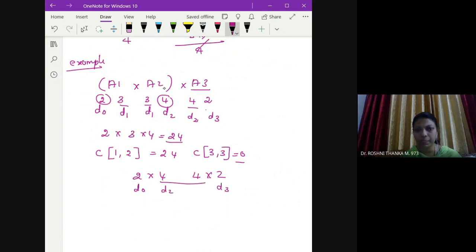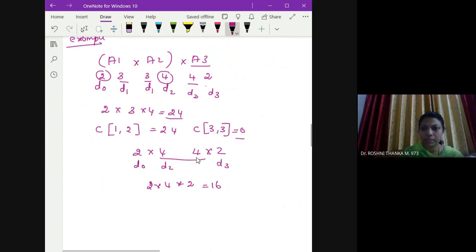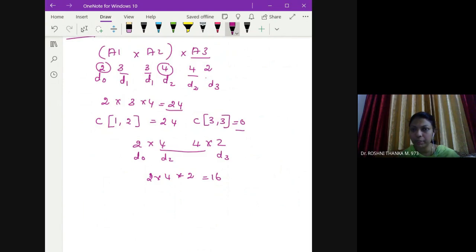So when I multiply both, how will we get the cost? We want to find 2 into 4 into 2, right? So total cost: 4 2s are 8, 8 2s are 16. Already we have 24 for multiplying these two. So finally we got this. What are the things we multiplied here? Let's take this. What are the things we did for multiplying these three matrices?